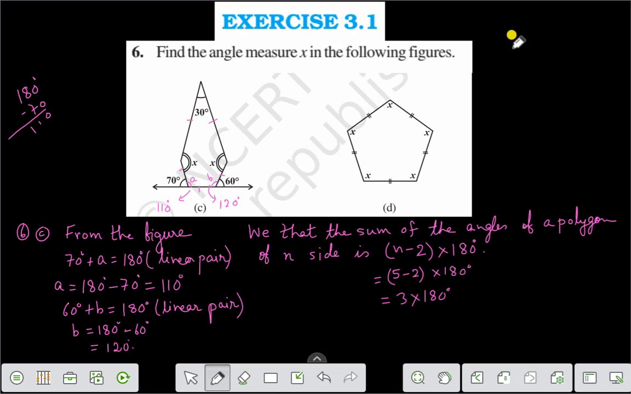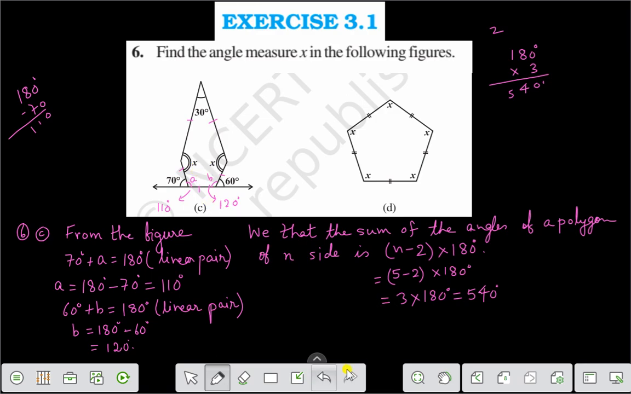If we multiply 180 degree with 3, we are getting 540 degree. Therefore, we can say that the sum of the interior angles of a pentagon is 540 degree.